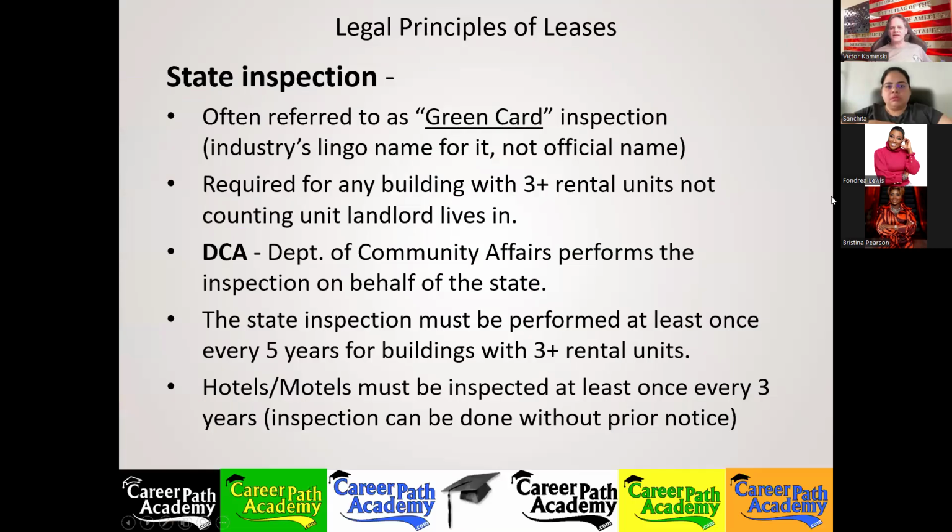All right, so that state inspection, that green card inspection, is required once every 5 years, right? It's required for buildings with 3 or more rental units, not counting the unit the landlord lives in. A state inspector from the DCA, the Department of Community Affairs, comes out to do the inspection, and these guys always find stuff wrong. It can be new construction, they're going to find something wrong with it. Trust me on this. I've got a friend that's a state inspector. He's got like a permanent stick wedged up his butt. Yeah, it's the way these guys are.